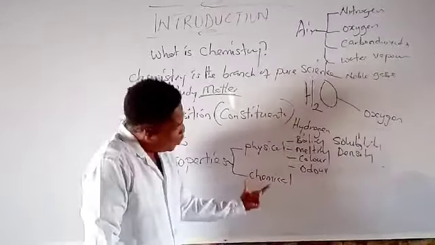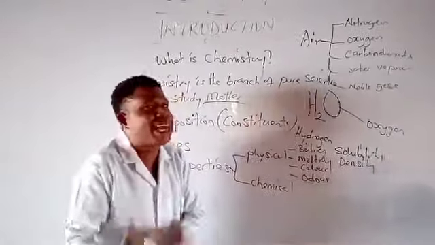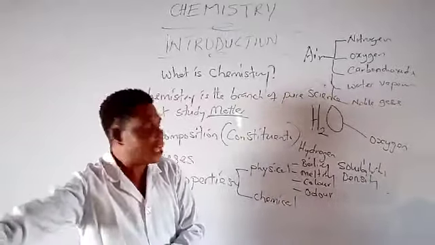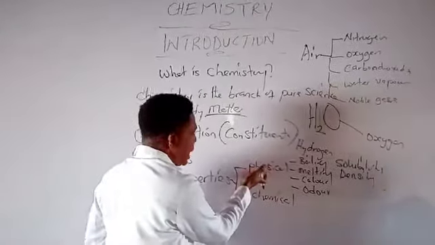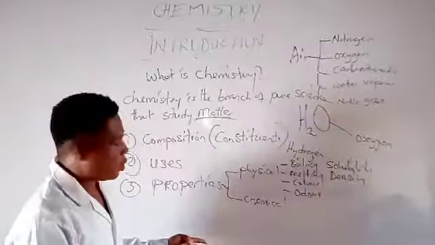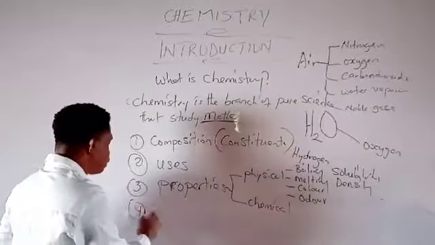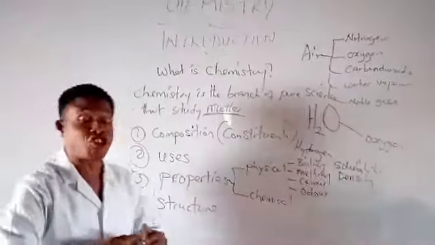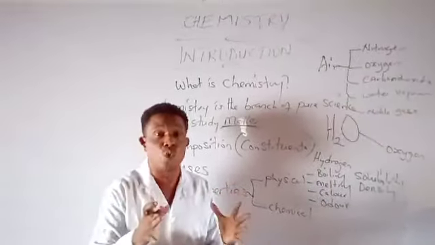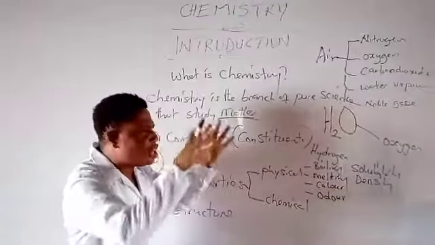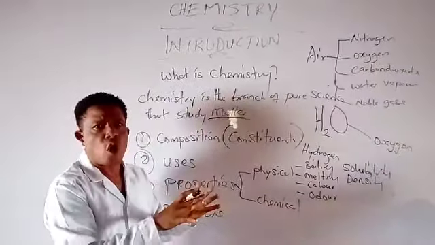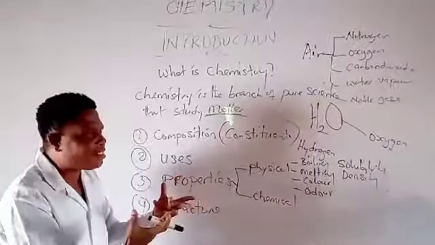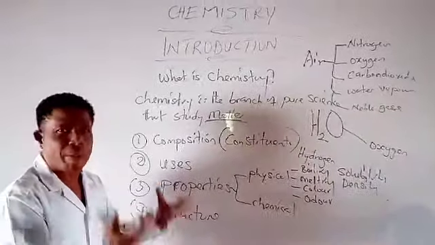While the chemical property of matter has to do with the chemical reactions, the reactions of matter with another. So we study physical and chemical properties. Now, number four is structure. So we want to know the shape, the angle, or the size of matter. The angle, the shape, the structure. Because the structure affects the chemical and physical property of matter.